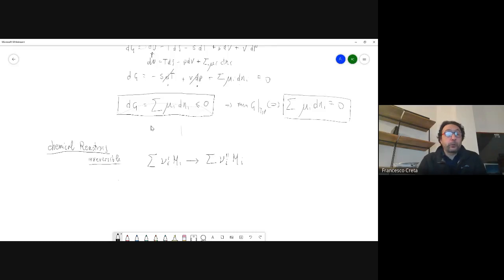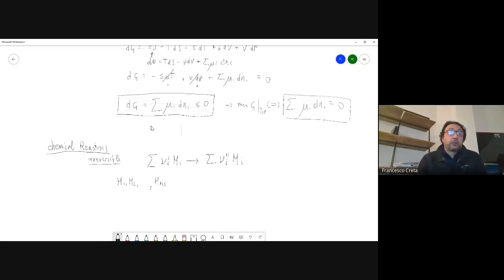Our chemical system will be composed essentially of chemical species, okay, that in general, I'm going to call, in a completely generic way, M1, M2, M3, up to M_NS. NS is the total number of species that I have in my system, okay, NS. So I have a bunch of species here on the left and a bunch of species here on the right.